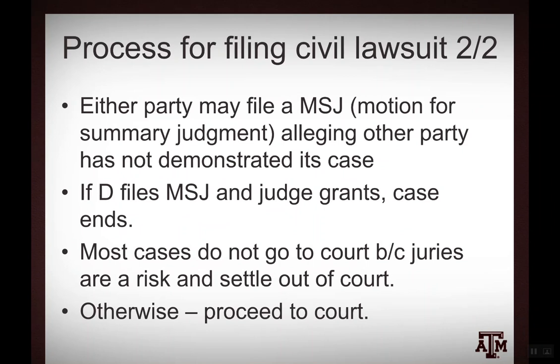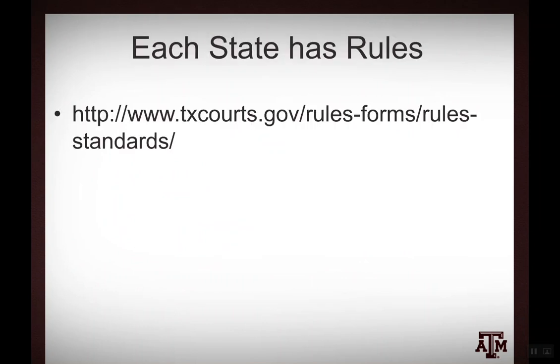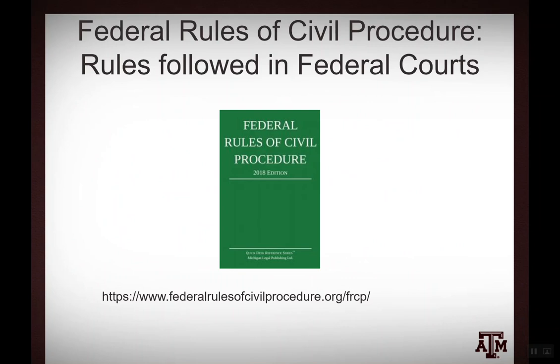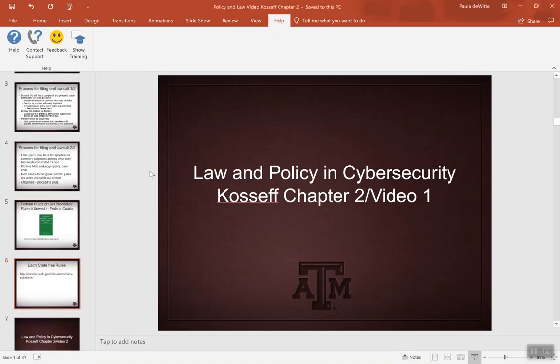So most cases don't go to court because juries are a risk, and most settle out of court. But otherwise, you proceed to court, and then you begin to follow a whole bunch of rules. Now, if you're in federal court, use the Federal Rules of Civil Procedure, FRCP, sometimes you'll see it. This is just a picture, and you can go there if you want. Rather, I want to show you the state court.